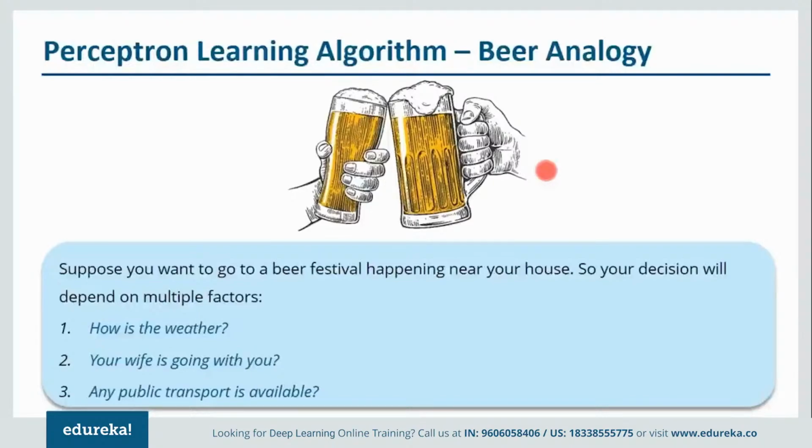So there's a beer festival happening near your house and you badly want to go there. But your decision depends on three factors. First is how the weather is, whether it is good or bad. Second is whether your wife or husband is going with you or not. And the third one is whether any public transport is available. On these three factors, your decision will depend whether you will go or not. So we'll consider these three factors as inputs to our perceptron, and we'll consider our decision of going or not going to the beer festival as our output. Let us move forward with that.